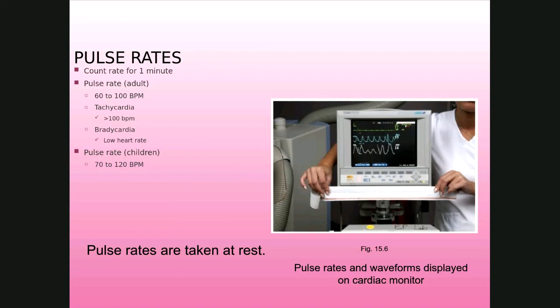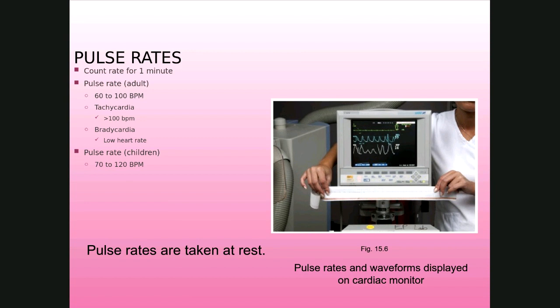When we look at pulse rates, you typically want to count the pulse for a full minute. A lot of people don't do that. They will count it for 30 seconds and multiply it by 2, or possibly count it for 15 seconds and multiply it by 4. But the true accurate way would be to literally count it for 60 seconds.